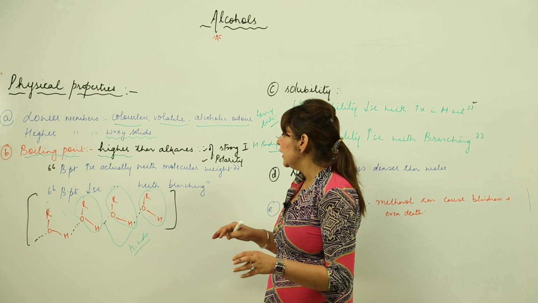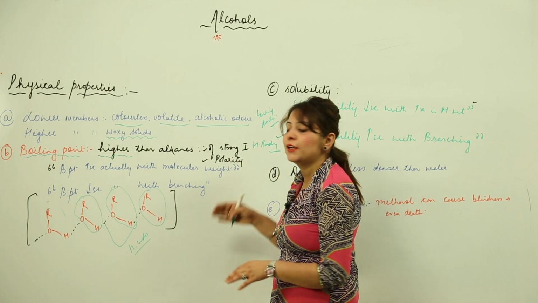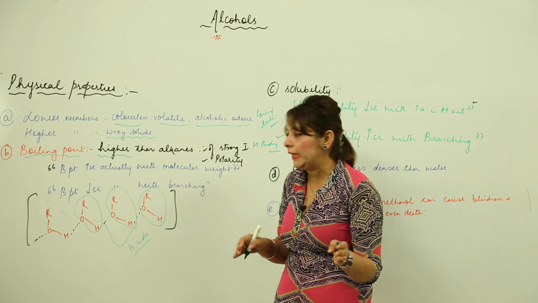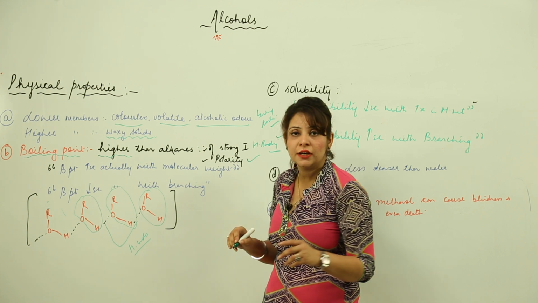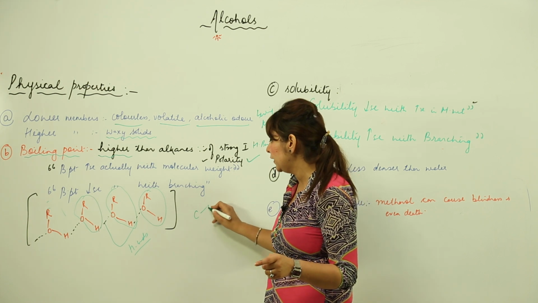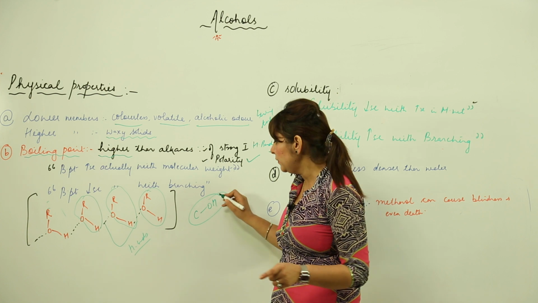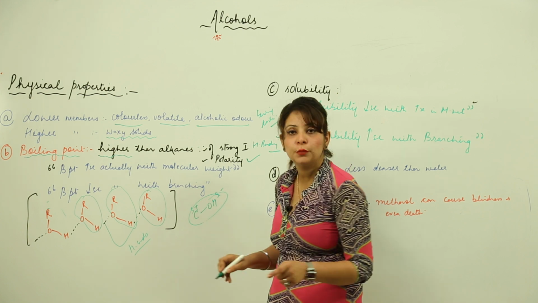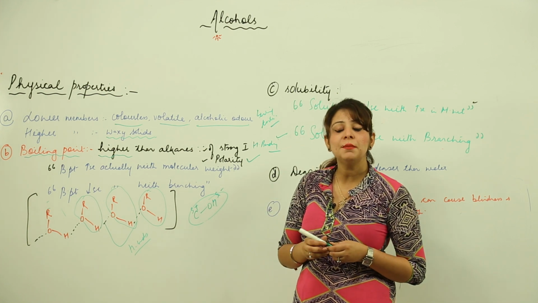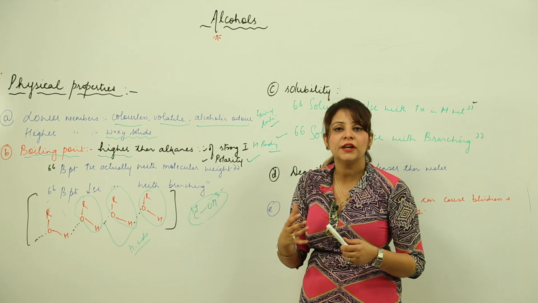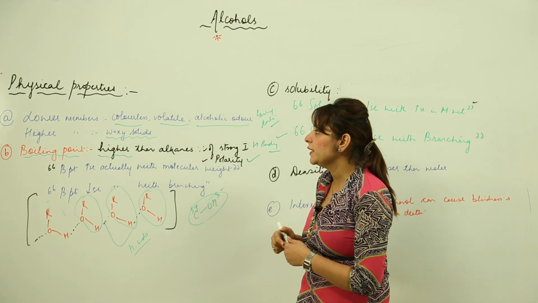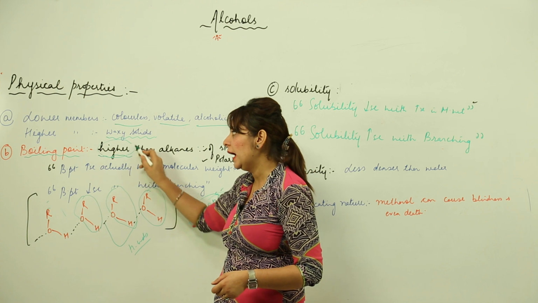So in this case there is strong hydrogen bonding and it is absent in alkanes, and we know that the bond between C and OH is also polar. So that means it has a partial negative and a partial positive charge. So they have more attractive forces if we compare with the alkanes, due to which the boiling point is generally higher.